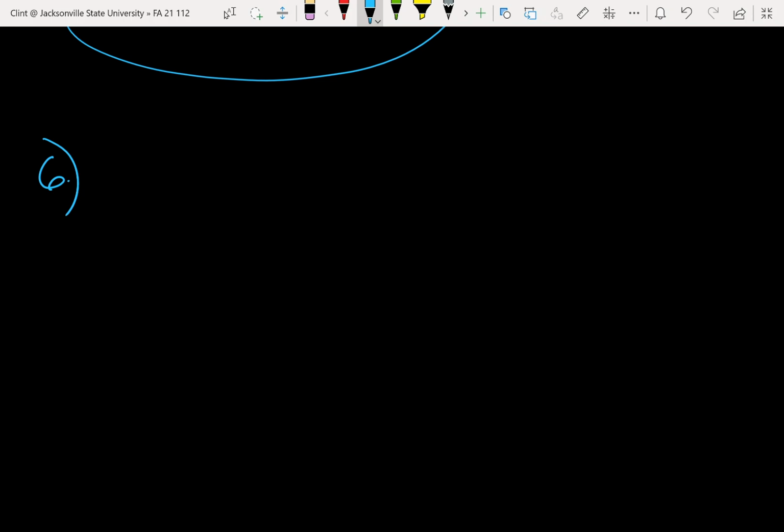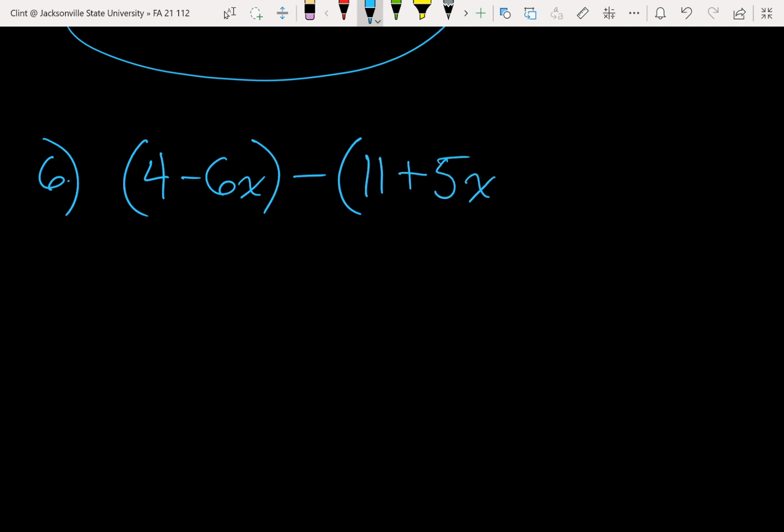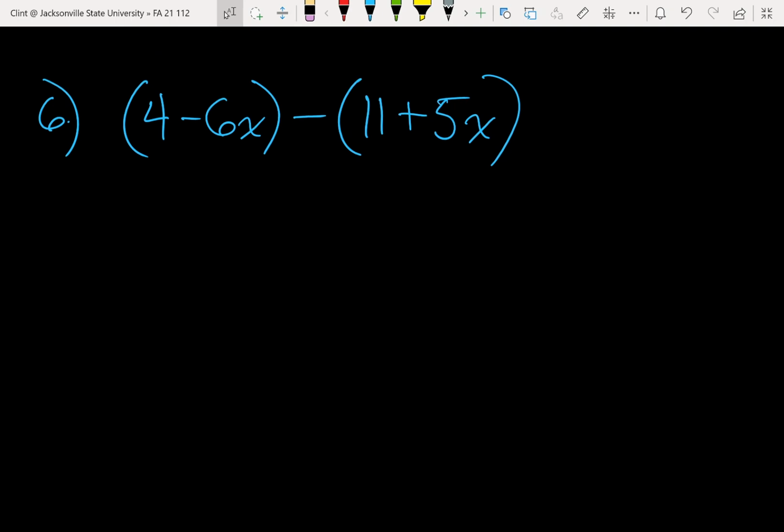Let's see, number 6 says find the sum, difference, or product, and mine gives me 4 minus 6x minus 11 plus 5x. So on this one, we're subtracting. So if it's addition, you just combine like terms. On this one, since it's subtraction, there's only one other thing we have to remember before we combine like terms. The minus sign in between, it's probably best if we distribute that before we think about combining like terms.